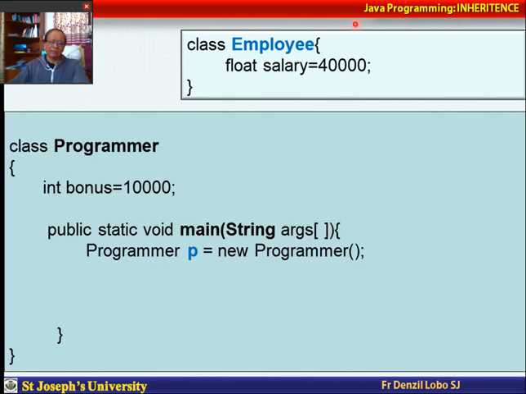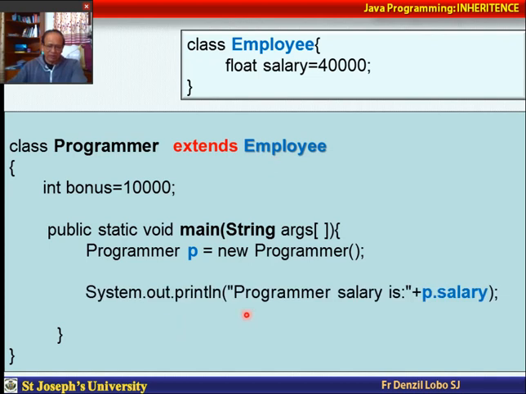For example, here I have a superclass called employee with salary 40,000. I have a programmer, one more class, and he has got bonus 1000, and this is the main program. I'm creating an object of programmer using new. Now, since it extends employee, the field of employee is available here. This is the salary of the employee. Here this is a programmer who is also an employee. His salary is 40,000. Instead of declaring it here, I have declared it in the superclass, and let us see what happens. I have an output statement here, p dot salary.